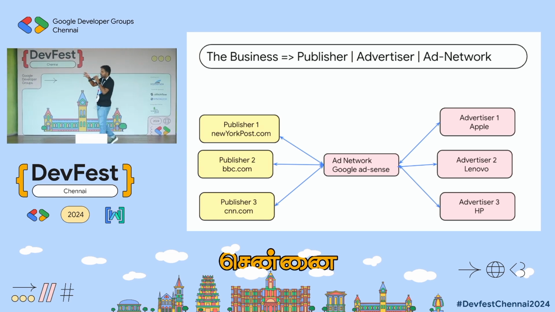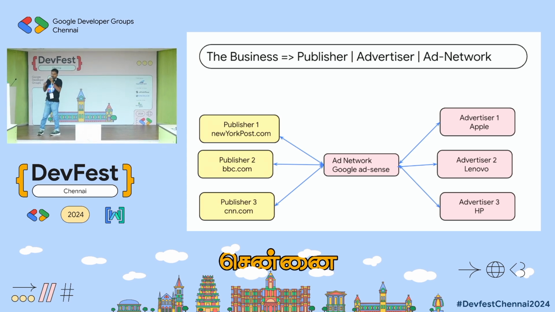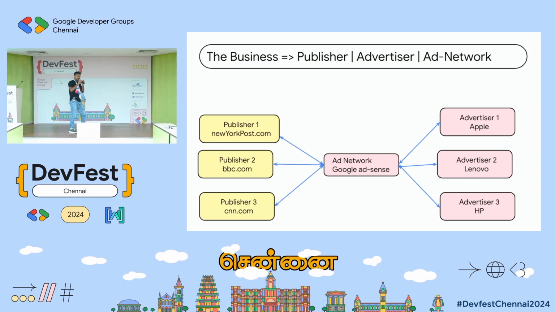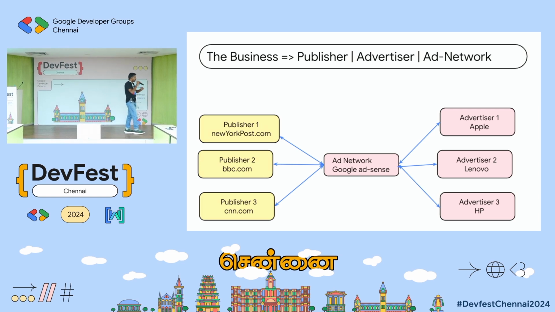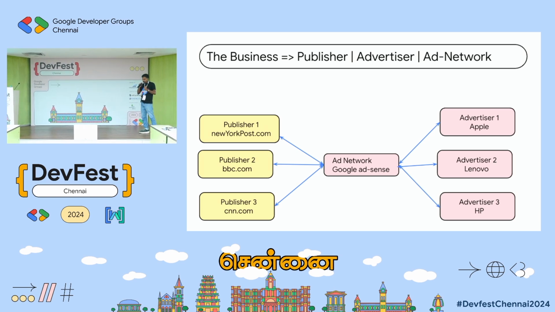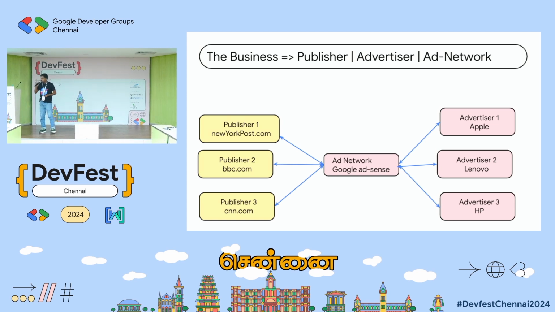Let me describe a few pieces of nomenclature before we move on. The first is publisher. Who is a publisher? Publishers create content. For example, New York Post creates news content, BBC creates news content, CNN publishes news content, right? The websites or apps which publish content and make users come to their site are called publishers.